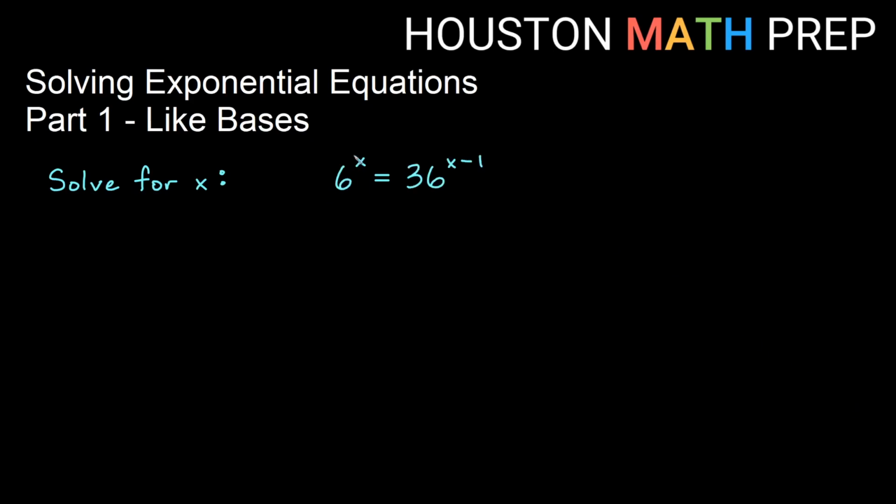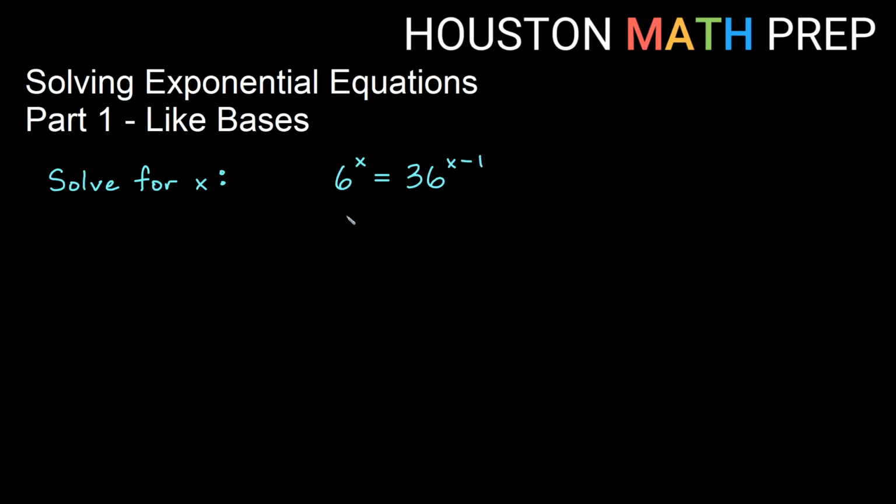Looking at this one, 6 to the x equals 36 to the x minus 1. Now here I do have exponentials on both sides. The problem though is that they're not the same base, but they are like bases. What we'll do is think of our 36 as a power of 6, right? This is base 6, but I could think of 36 as a base of 6. The only difference here is this one also has an exponent, so we just have to make sure and hang on to this x minus 1 exponent.